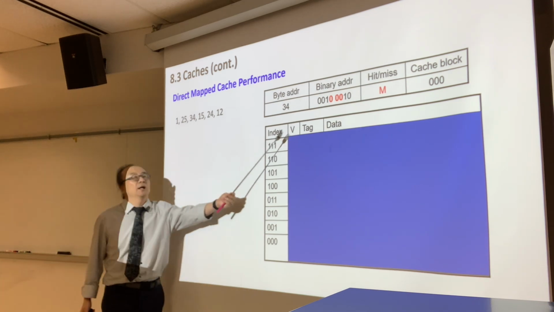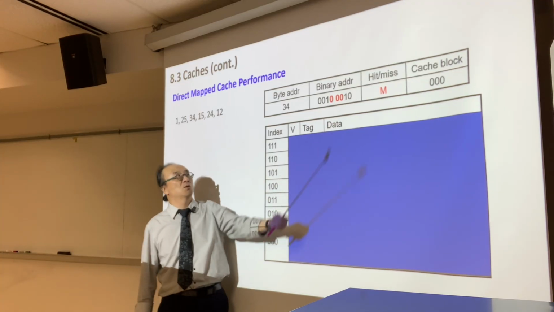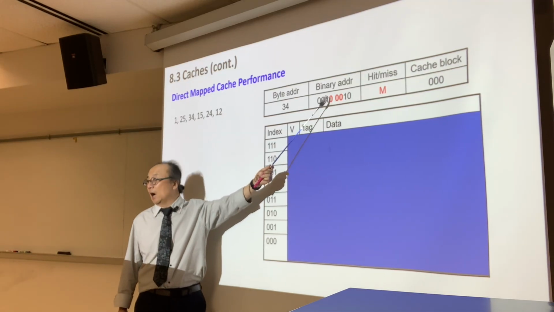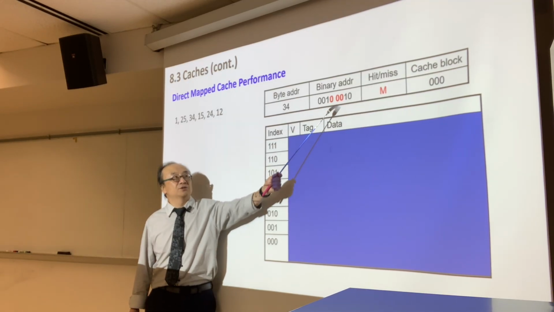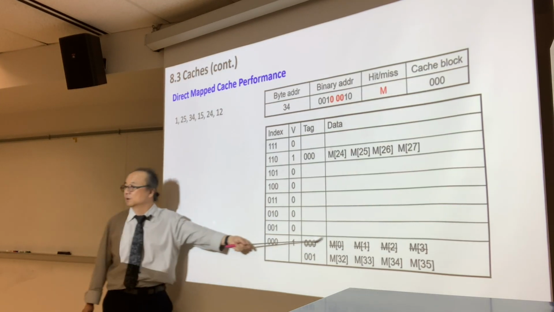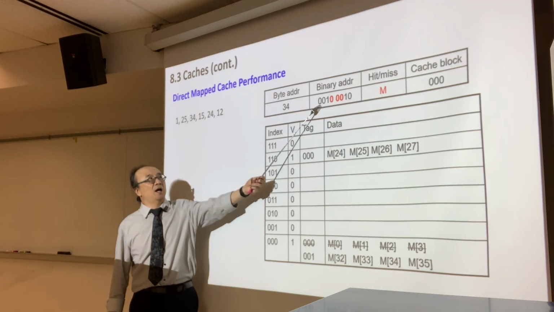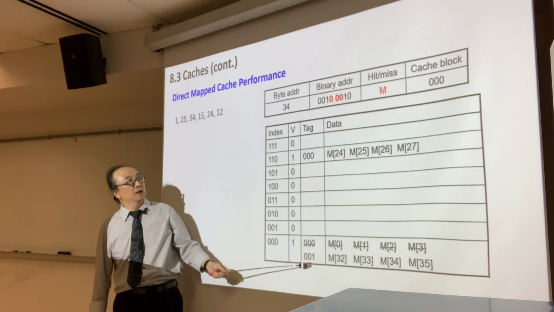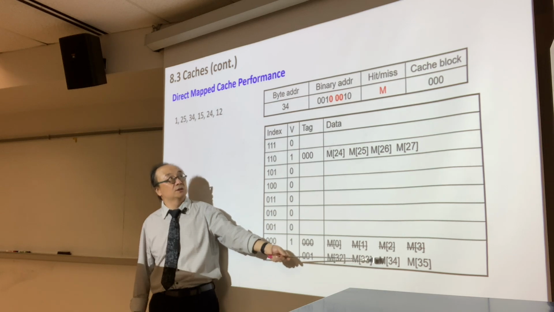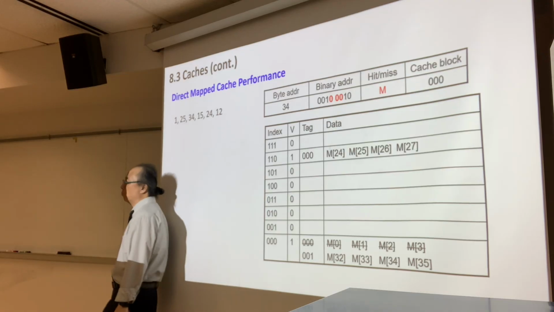34. And 34 in binary is 0, 0, 1, 0, 0, 0, 1, 0. So this time we need to replace. This index value is 0, 0, 0, so we need to replace this guy, the first one. And the tag value is 0, 0, 1 right there, and my byte address is 10, the third one, so it's 34. So 32, 33, and 35 are my buddies.